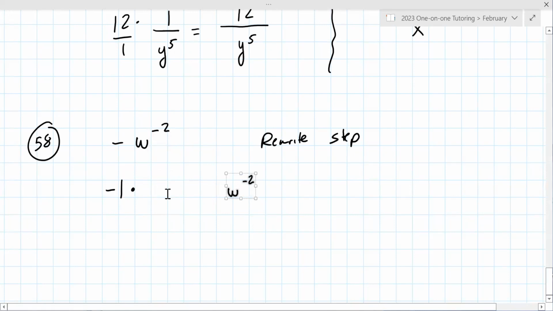Okay. So go ahead and rewrite this for me, please. That'd be 1 over w squared. So this is now -1 times 1 over w squared. Yes. So -1 is really -1 over 1. And then it's -1 times 1 is -1 over w squared.